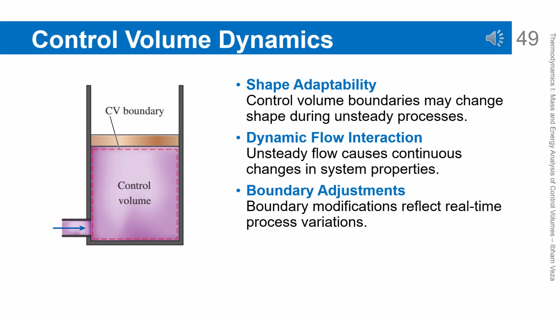Control volume dynamics. In unsteady processes, the control volume boundary may change shape or position. The system properties change continuously with time. This makes the analysis more complex than steady flow cases. This approach is more realistic for many industrial processes. This example shows that system definition can be dynamic.